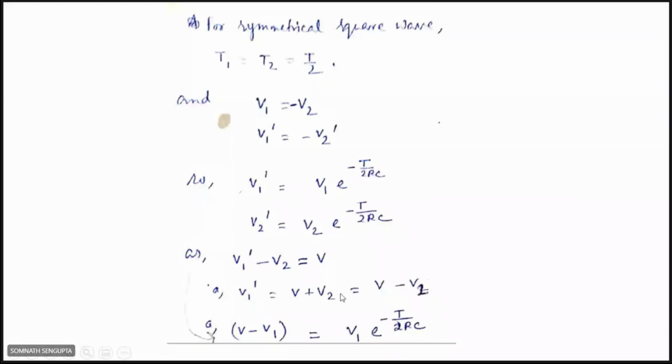Since V2 is equal to minus V1, you can write V minus V1. So this V minus V1 is actually what? It is V1 dash. So this V1 dash is what? V1 into e to the power minus T by 2RC. So this V minus V1 is actually equal to V1 into e to the power minus T by 2RC.